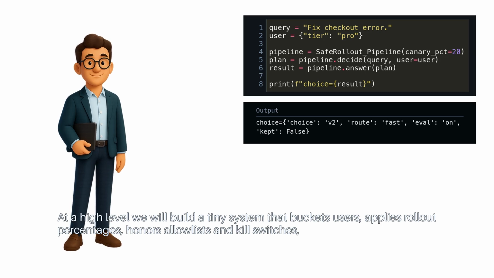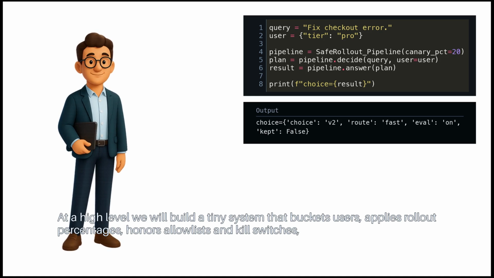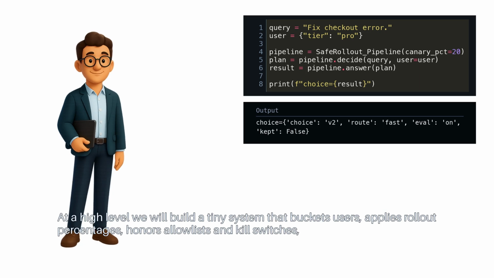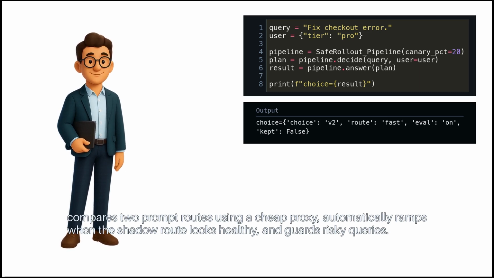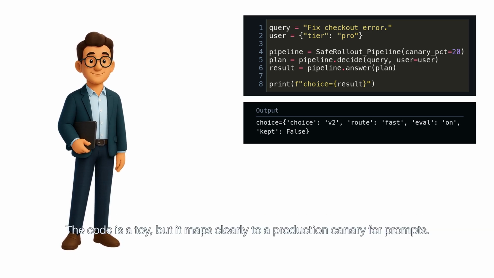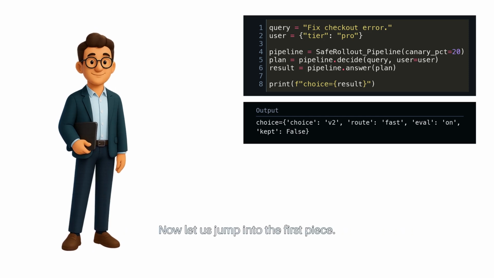At a high level, we will build a tiny system that buckets users, applies rollout percentages, honors allow lists and kill switches, compares two prompt routes using a cheap proxy, automatically ramps when the shadow route looks healthy, and guards risky queries. The code is a toy, but it maps clearly to a production canary for prompts. Now let us jump into the first piece.